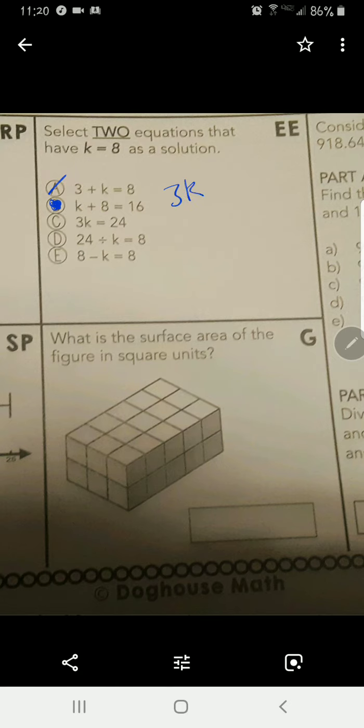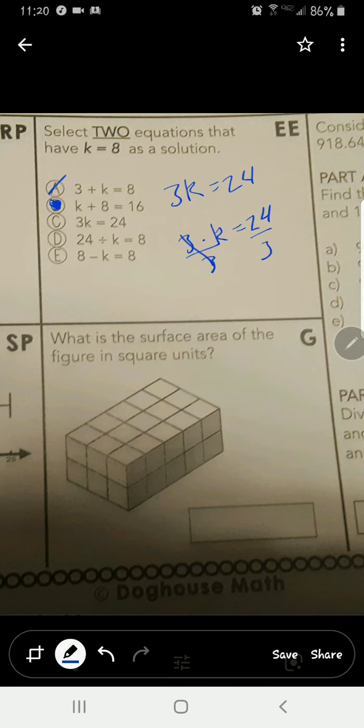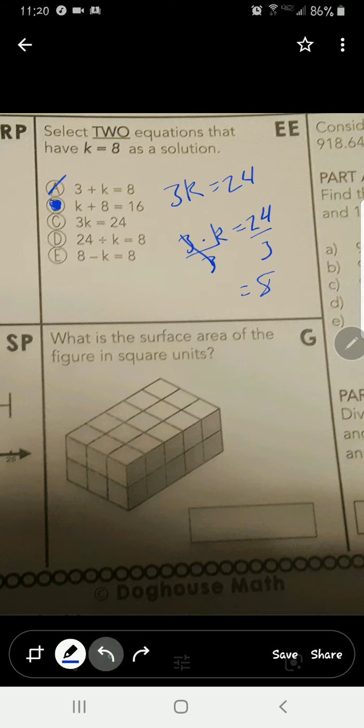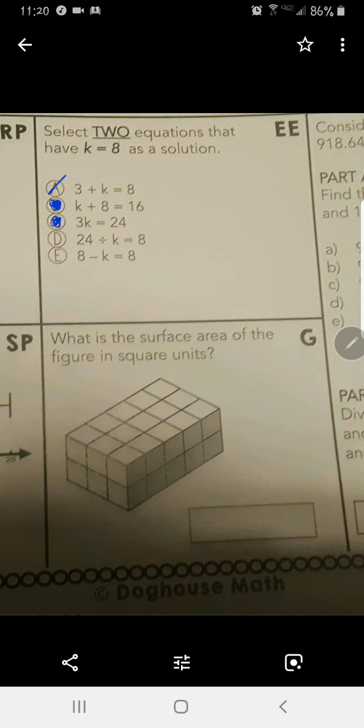C, 3k equals 24. Remember that 3k is just 3 times k. So inverse, divide by 3, divide by 3. 24 divided by 3, calculate it, equals 8. So 8 equals k. C is also a solution. So that's our 2, but we should probably check the rest.